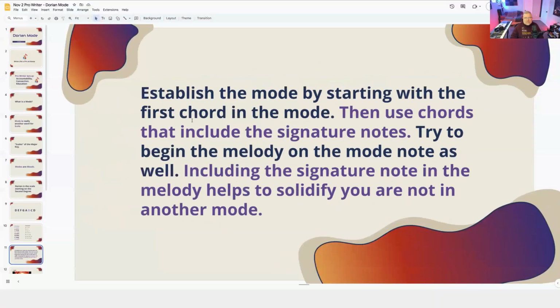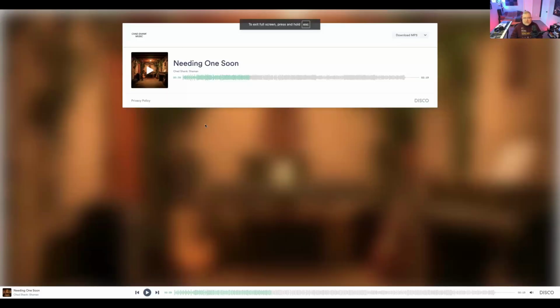I'm going to play you a song that I wrote called Needing One Soon. It kind of goes D minor, E minor to F major to E minor is kind of the chord progression.